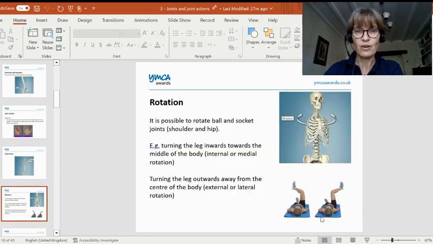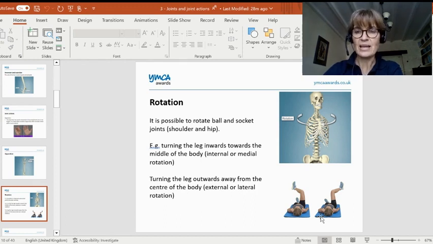Now this one will be a lot more familiar, that of rotation. And if you recall, rotation happens where you have a ball and socket joint. And those, I'm sure you will remember, are in the shoulder and in the hips. So I've put in a picture down below to show you an example of the leg turning inwards where you have medial rotation and the leg turning outwards where you have lateral rotation.